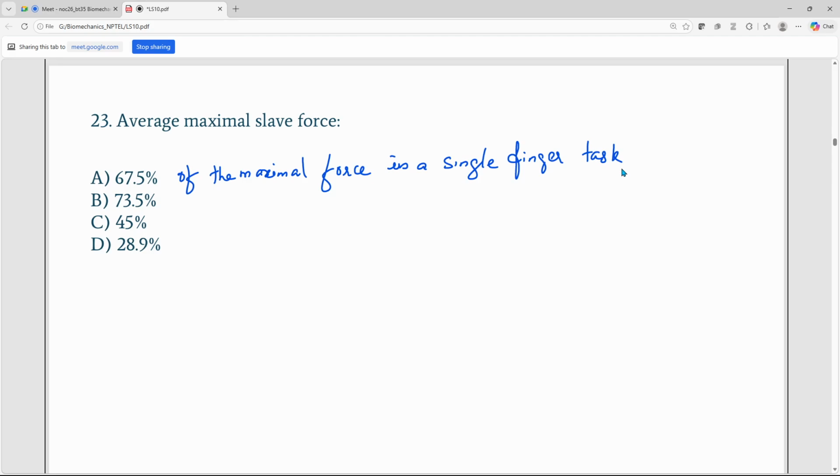65% of the maximal force in a single finger task. Option B, 75% of the maximal force produced in a single finger task. Option C, 45% of the maximal force produced in a single finger task. Option D, 28.9% of the maximal force produced in a single finger task.